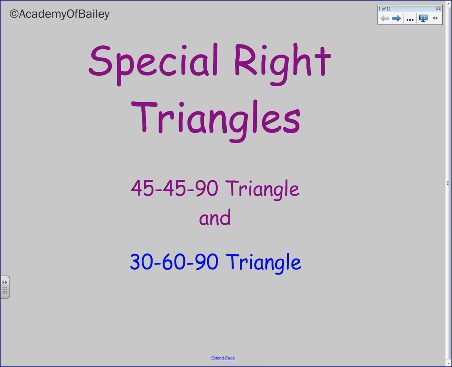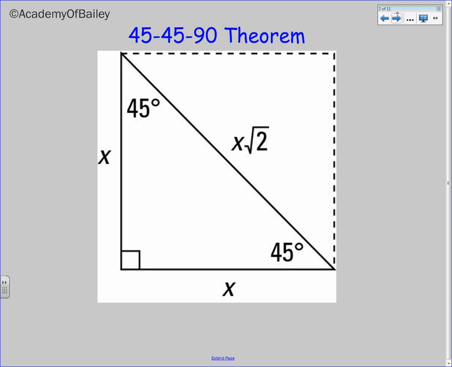Up on the screen, we got special right triangles. There are two special right triangles: a 45-degree, 45-degree, 90-degree triangle, and a 30-degree, 60-degree, 90-degree triangle. Two special triangles.